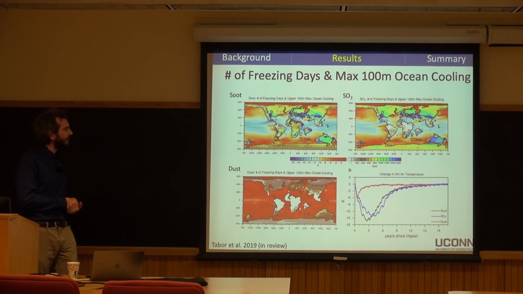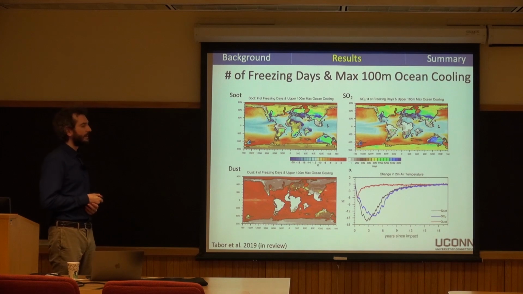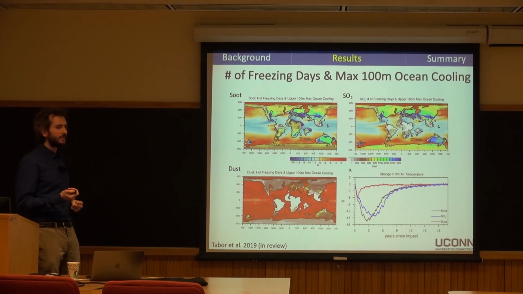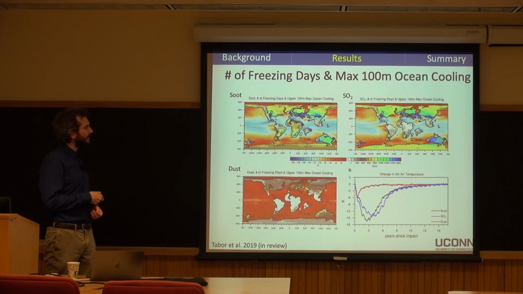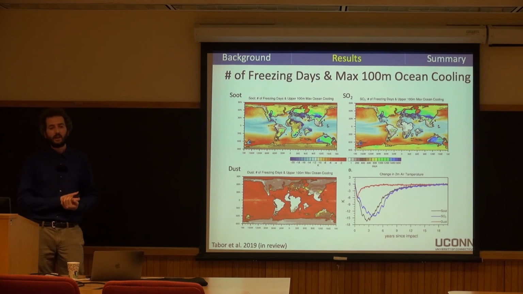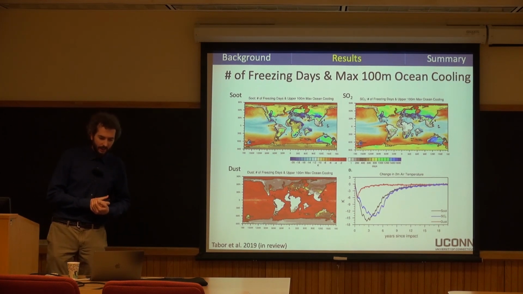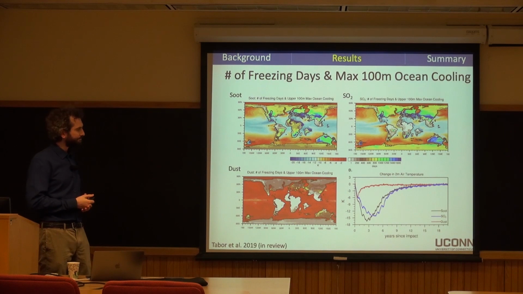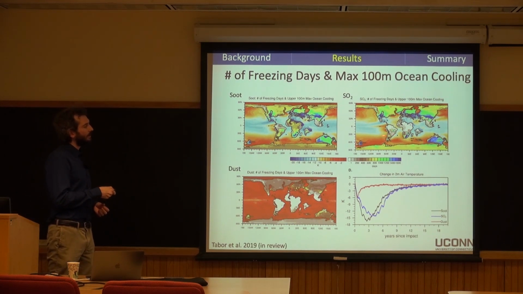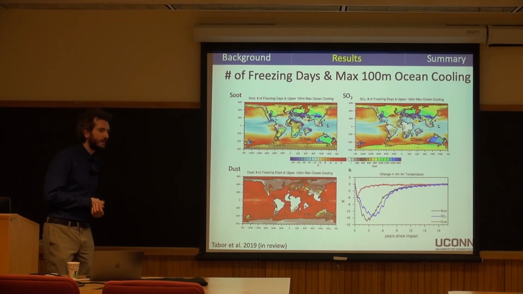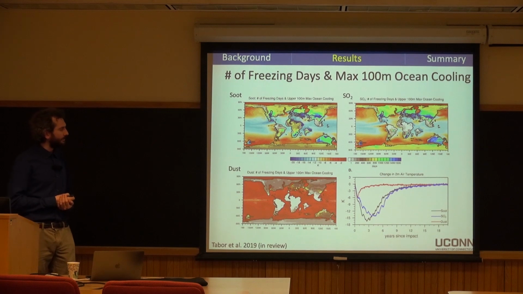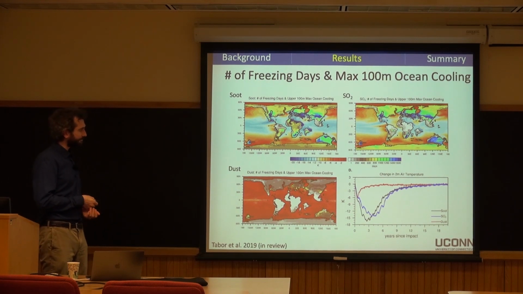A few things to point out here, mainly focusing on the soot and the SO2 responses, is there are very few locations on Earth that don't experience freezing after the soot emissions. There's only a few low latitude spots in these coastal regions that are able to not experience below freezing, at least for a single day. In contrast, the SO2 response is a little bit less. You actually have some sunlight still coming in at the low latitudes. There's many more areas for life to escape the freezing.